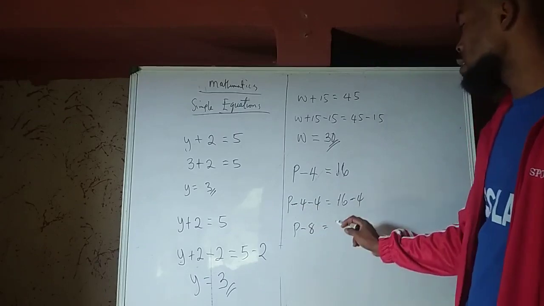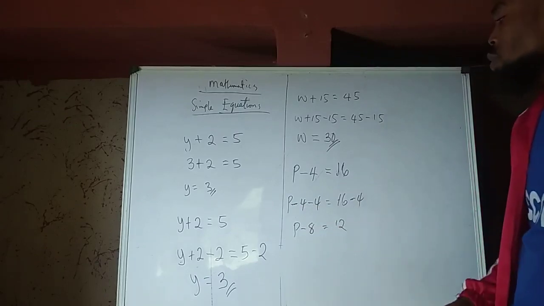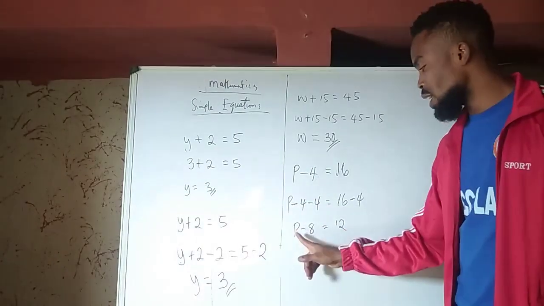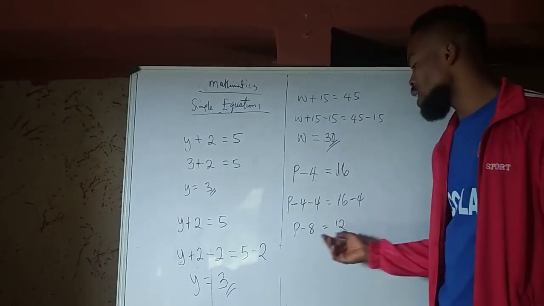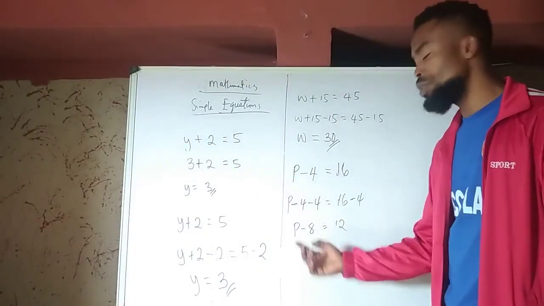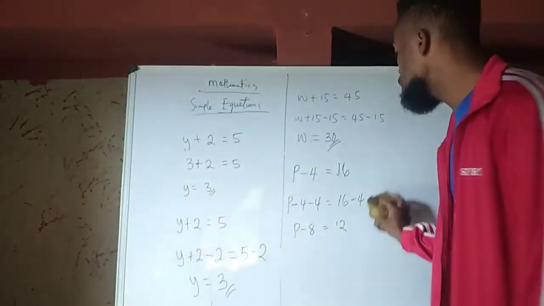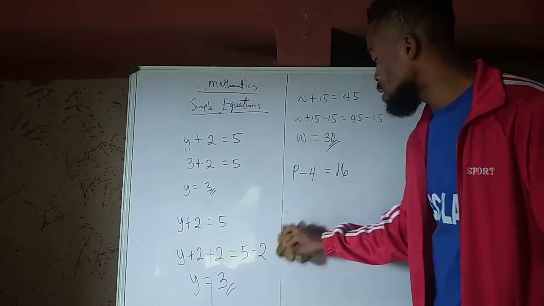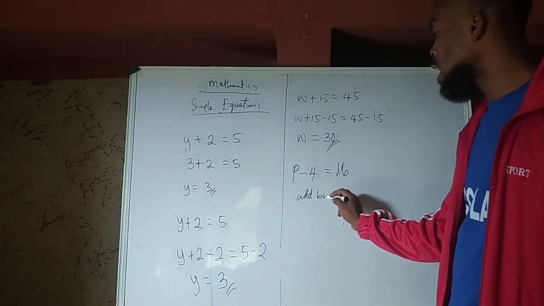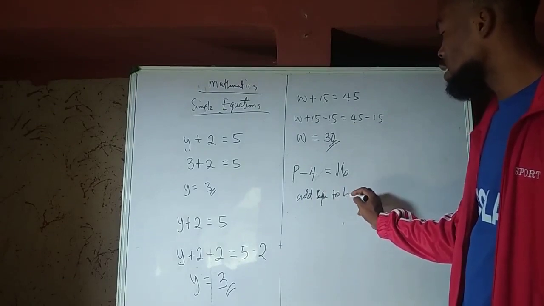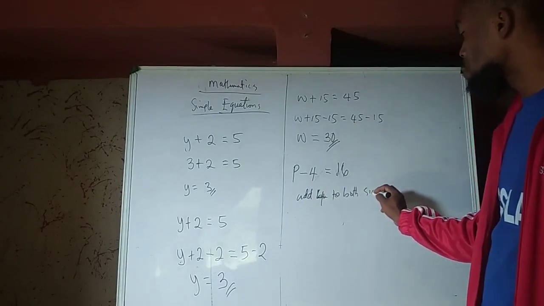This will be P minus 8 equals 12. This will not help us solve the problem, because as it stands, P is not standing alone. So since P is not standing alone, we cannot get the value of P. Alright, so what do we do instead of the subtraction? We add. In this case, we are going to add 4 to both sides.